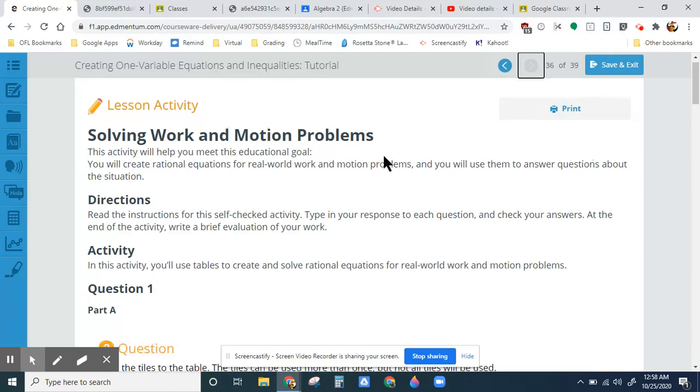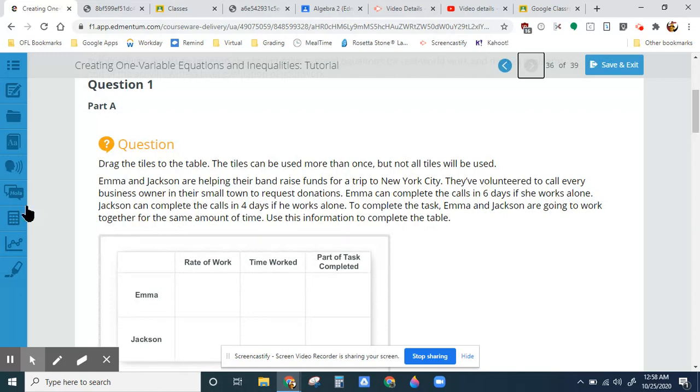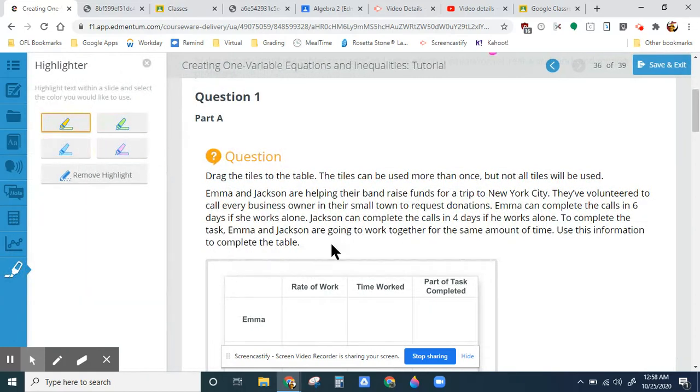All right, so let's do our hopefully last activity. I'm going to use the highlighter tool here. I always use my own highlighter tools, but I'm going to show you guys how to start using this.